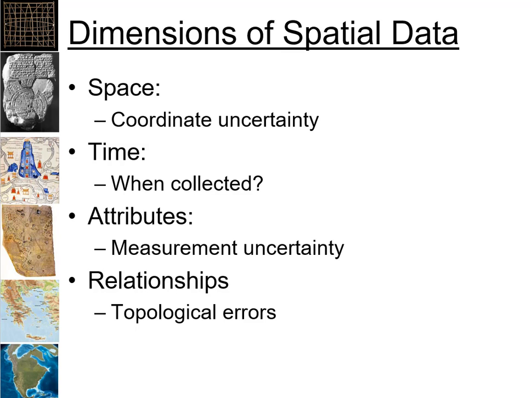Similarly, all of our attributes have uncertainty, and this you may have worked with before. If you're measuring diameter at breast height, there's going to be uncertainty in that. You should measure the same tree several times and see how good those measurements are. What's their standard deviation?